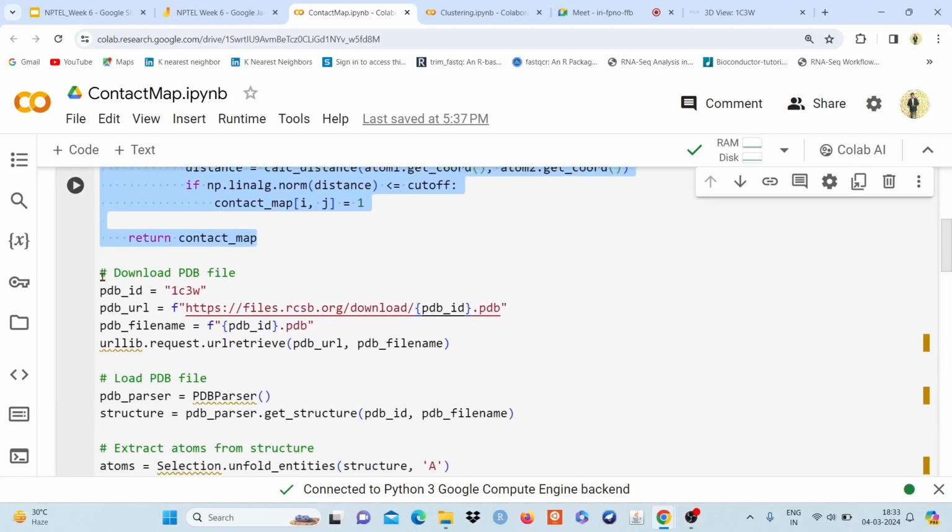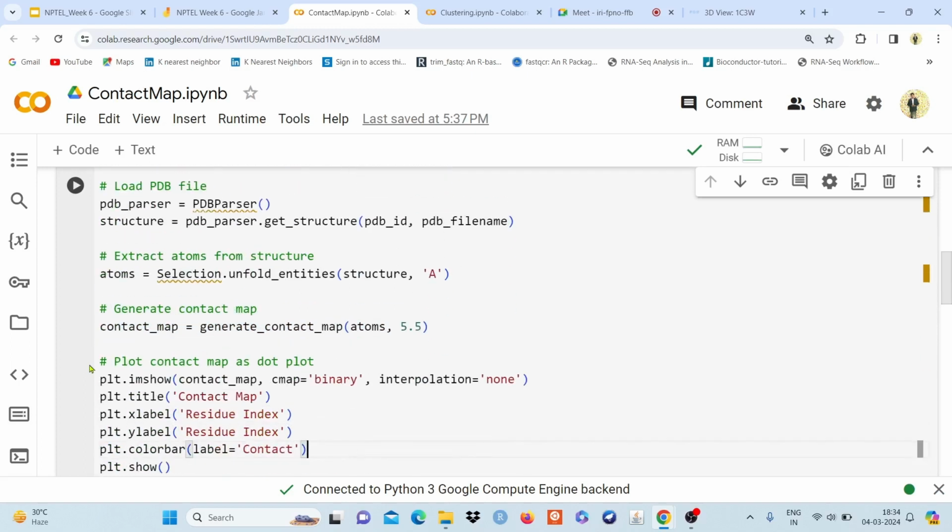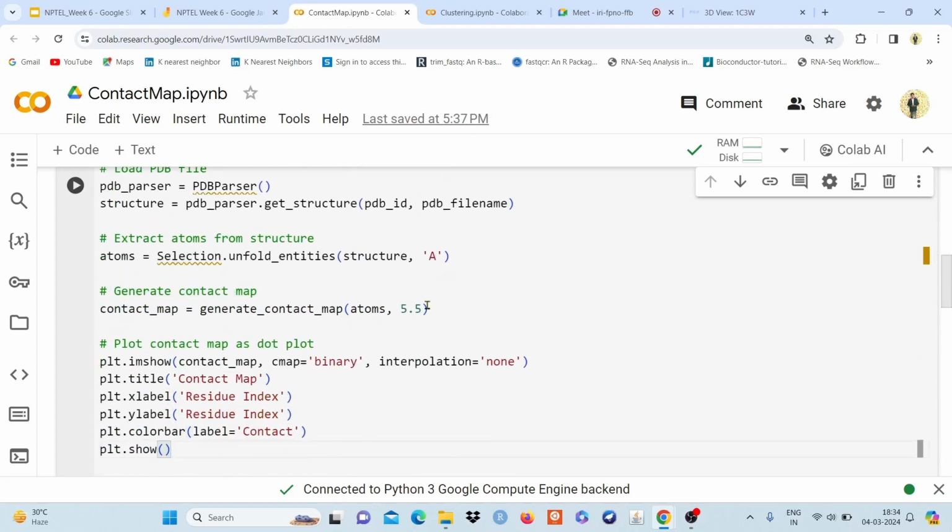For this example, I'm considering the same PDB file 1C3W, which is very well annotated in the PDB database. So you can compare your results with the PDB database as well. Here, I'm only selecting chain A for the simplicity of the plot. If you select all the chains, the plot looks clumsy. And I'm selecting a distance cutoff of 5.5 angstroms, assuming that this cutoff will cover all the possible interactions. The cutoff can be increased according to the need.